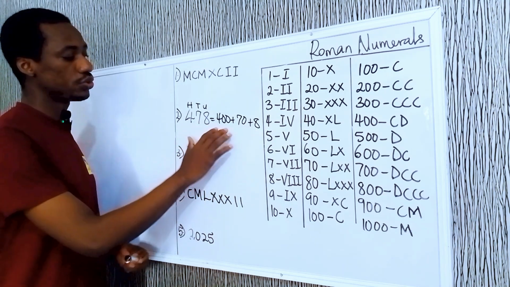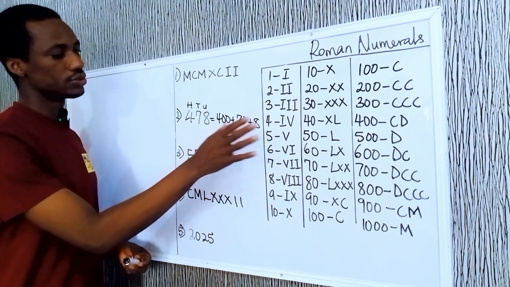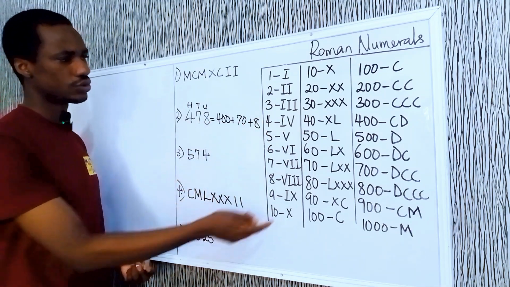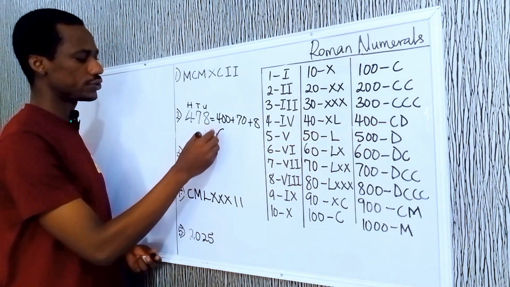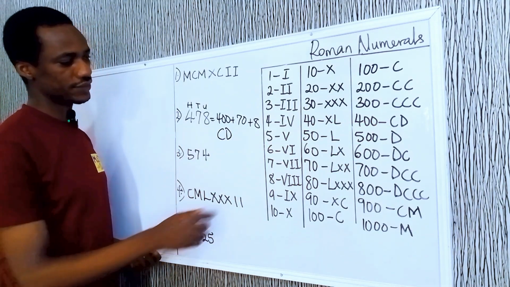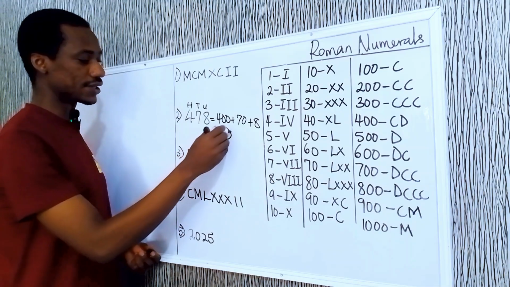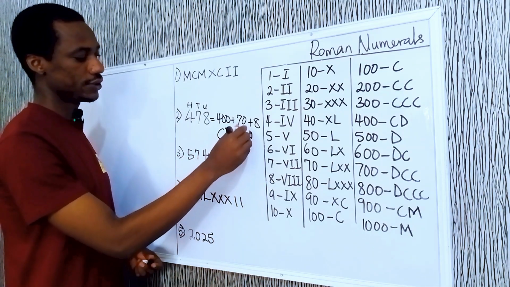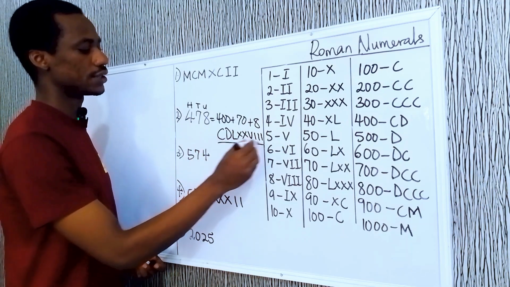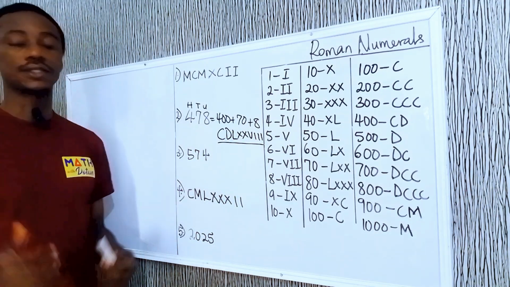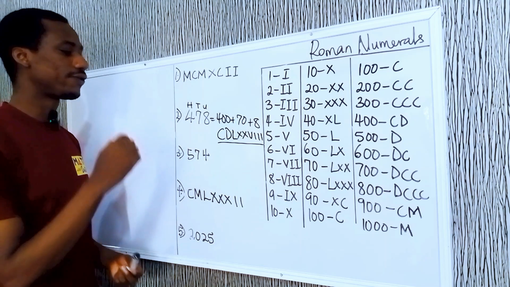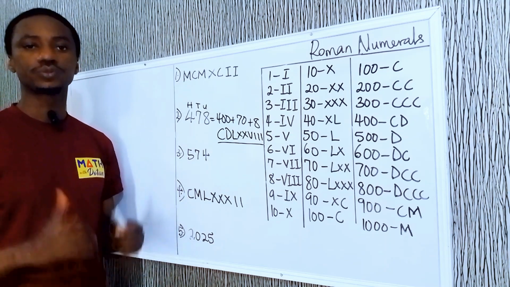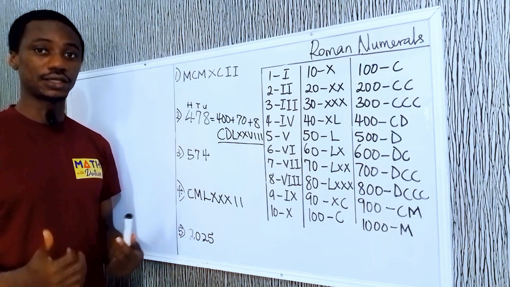So once you're able to do this, all you need to do is to find what 400 is. Okay, so what is 400? 400 is CD. What is 70? 70 is LXX. And what is 8? 8 is VIII, and that is it. CDLXXVIII. Alright, that's 478. So writing numbers in Roman numerals, you have to take it in expanded form.